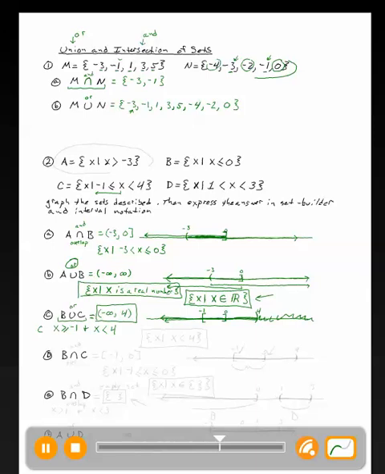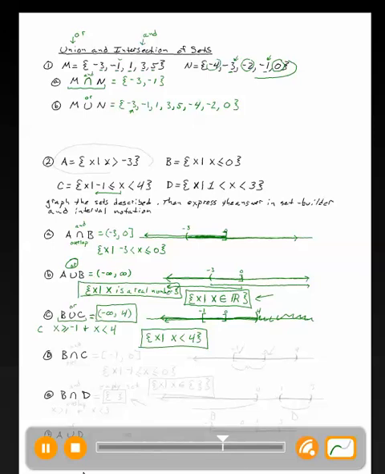And the way that we would say that in set builder notation is that we want all elements x such that x is less than 4. Alright.